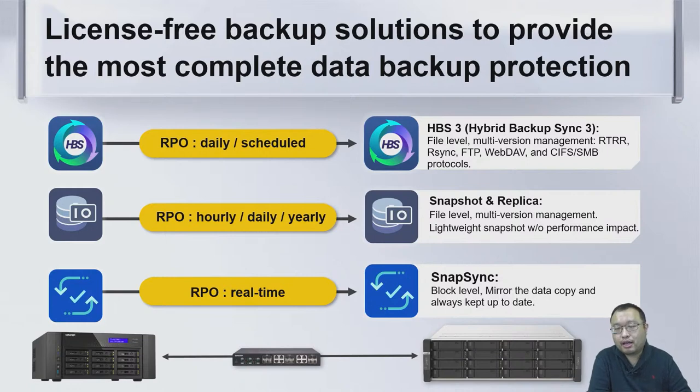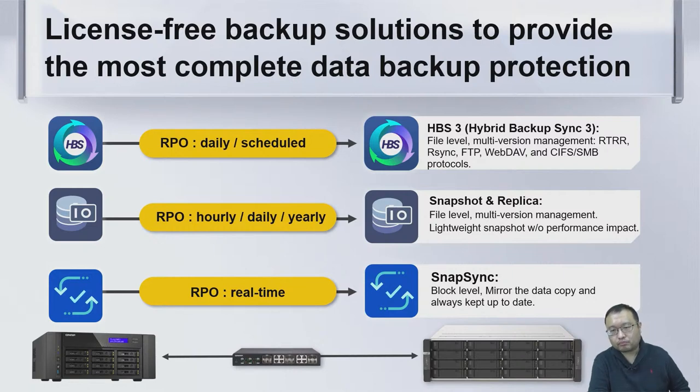To back up the data and to recover the data in time is also vital for business continuity. So QNAP provides license-free, different backup methods for customers to choose. We have the file-level HBS, Hybrid Backup Sync 3, that you can schedule or run manually. And we also have snapshots, which can support up to 65,000 copies of snapshot, so you can keep several years of data backup and also back up to a remote destination.